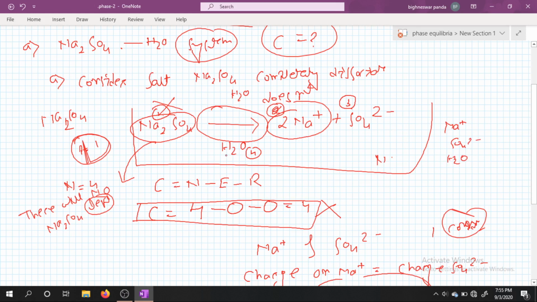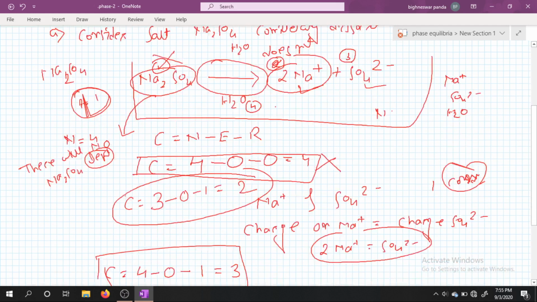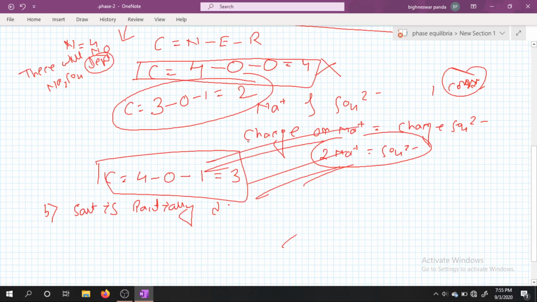So why are we considering that as a constituent? You do not consider that as a constituent. We are just considering Na plus, SO4 2 minus and water. So here N equal to 3. So C is equal to 3 minus 0 minus 1, that means the charge on ions gives 1. This is our two component system. Okay, C is equal to 2.